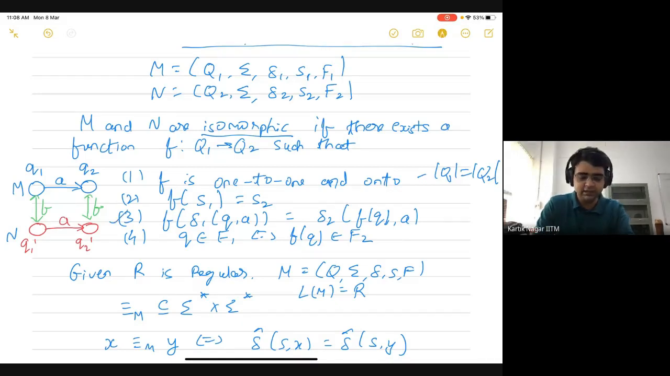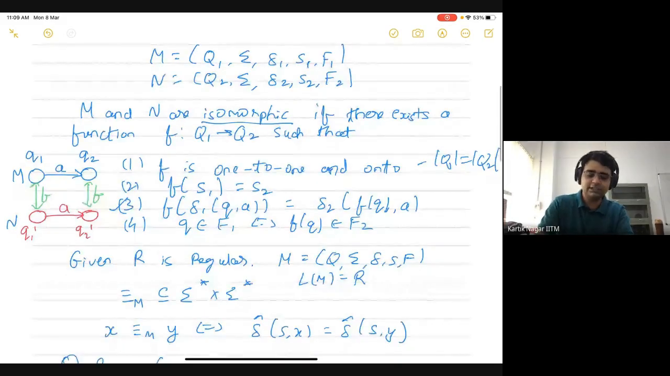It's saying that f of delta 1 of q comma a is the same as delta 2 of f of q comma a. So delta 1 of q comma a is the transition that you make in the DFA M. Once you make the transition in the DFA M and then go through f to the other DFA, it's the same as if you first applied f of q, and then made the transition in the DFA N.